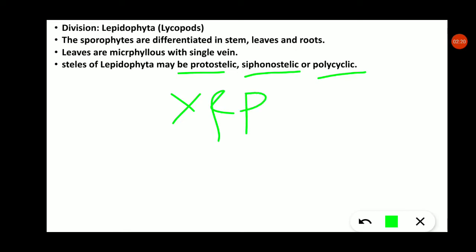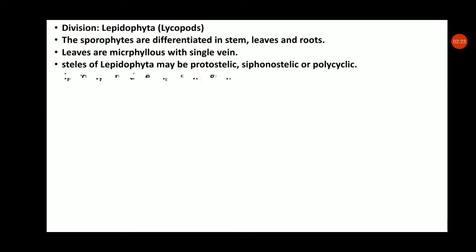Then the third important character. The fourth important character is that the sporophylls produce single sporangia. You know what is meant by a sporangium: the sac of spores is known as the sporangium. These sporangia are found on the sporophylls, and these sporophylls produce only single sporangia. So the characters are clear. First, the sporophyte is differentiated into stem, leaves and root. Second, the leaves are microphyllous with single vein. Third, the stele may be protostelic, siphonostelic or polycyclic. And next, the sporophylls produce single sporangia.